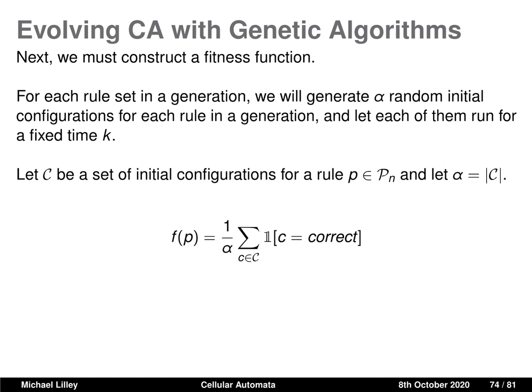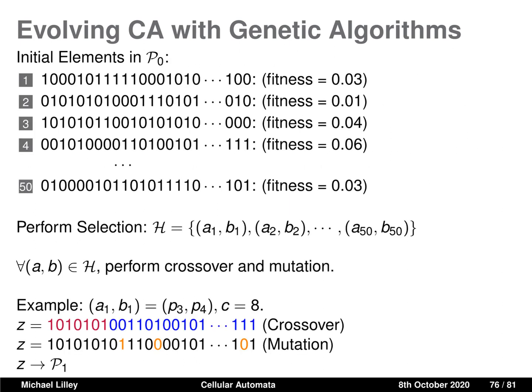Formally, we'll represent our fitness function as the sum of initial configurations which resulted in the correct cell configuration at generation k over the total amount of initial configurations fed to the rule set. For a notational clarification, that blackboard 1 is called the indicator function. It returns 1 if the condition inside of the brackets is true, otherwise 0. So, now that we've represented our rule sets as a population of strings and have defined a fitness function, we can evolve our strings just as we did with the first example.